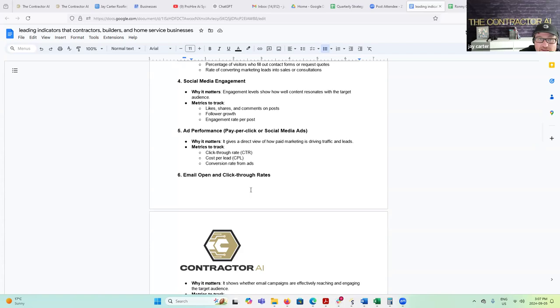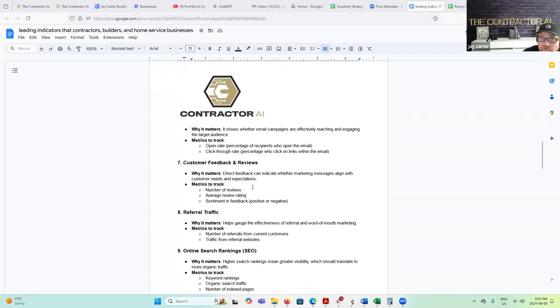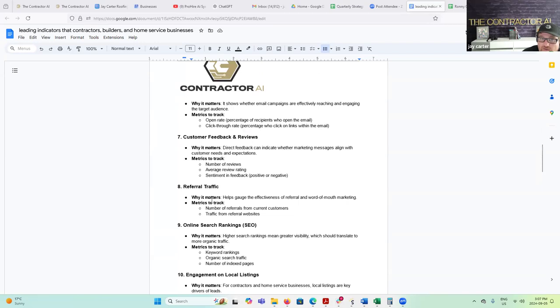The cost per lead, that's a very important indicator for everybody here: how much is it costing me to generate a lead? Okay. And then our rate of conversion from ads. So again, how many of those leads got converted into actual projects? Some of our lagging indicators, referral traffic, that's another good leading indicator.